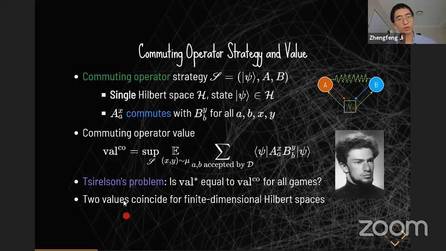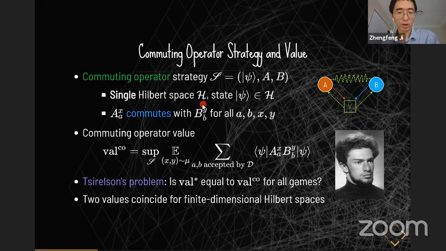Very similarly to this definition, we also consider commuting operator strategies. The difference is that now we have a single Hilbert space. There's no tensor structure, and we require that Alice's operators and Bob's operators commute. This gives you the definition of the commuting operator value by optimizing over all strategies. I guess you have seen this problem in William's talk. Tsirelson's problem asks whether these two values are the same for all games. I should mention that for finite dimensional Hilbert spaces, these two values do coincide, so it's really a problem about what happens when the space H is infinite dimensional.